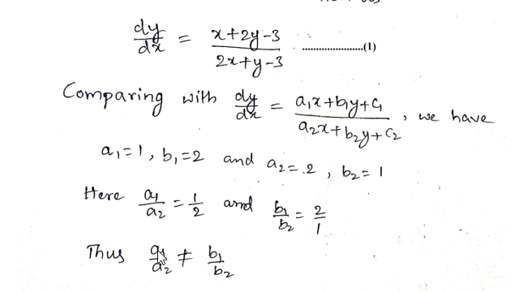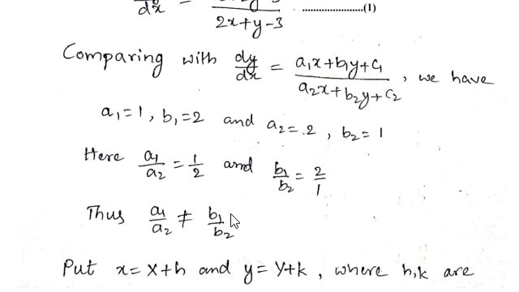If this condition is satisfied, we have specific steps to reduce the given non-homogeneous equation to homogeneous form. If a1 by a2 is equal to b1 by b2, we'll have different steps to be followed, which we'll discuss in the next problems. Here the condition is satisfied for this case, so we have particular steps to be followed. Let us follow the steps to solve this problem.